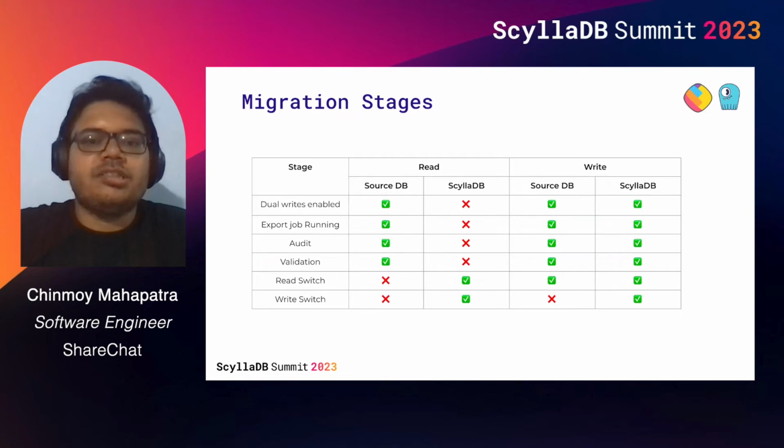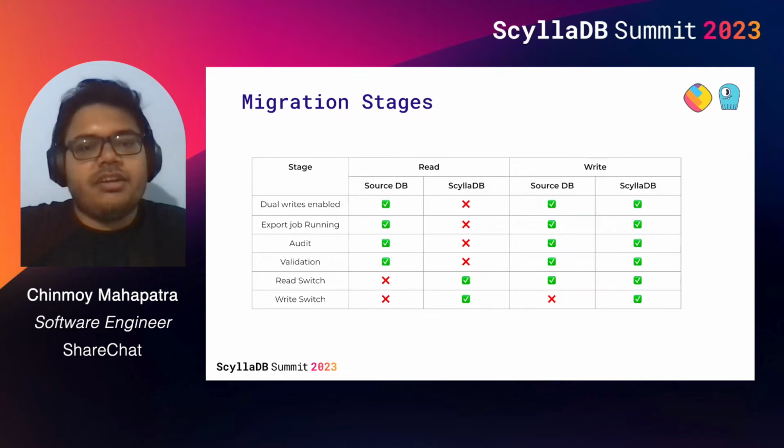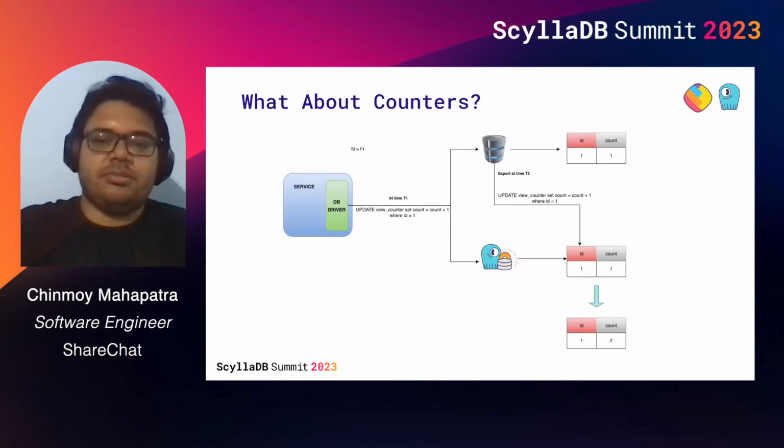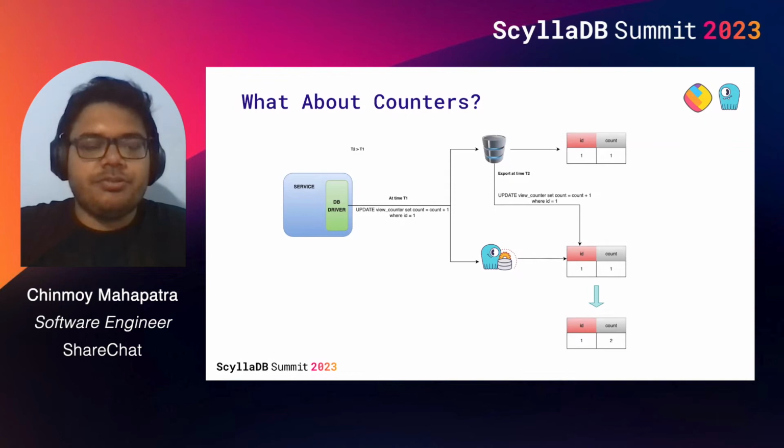And once all of this is done and we are happy with the consistency, we do a read switch. So we move the reads to Scylla, but still the writes happen to both SourceDB and ScyllaDB in case something bad happens and we want to switch over to SourceDB. Then finally the write switch, which is basically we have moved entirely to Scylla, and the reads and writes, everything is happening from ScyllaDB. So it seems like we are done with all the use cases, but what about counters?